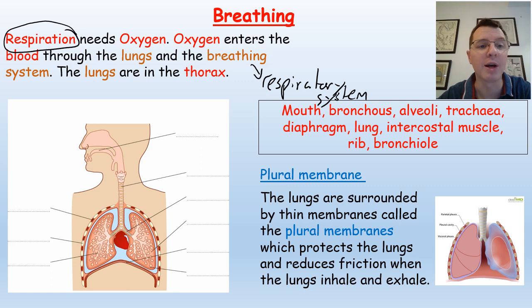Respiration is a chemical reaction that happens in all living cells where glucose and oxygen are joined together to produce carbon dioxide and water, and energy is released. The breathing system or respiratory system is shown in the diagram below. This entire system is held in the upper half of your body, which is known as the thorax. And the lungs are surrounded by a very thin membrane called a pleural membrane, which will protect the lungs and reduce friction when the lungs inhale and exhale.